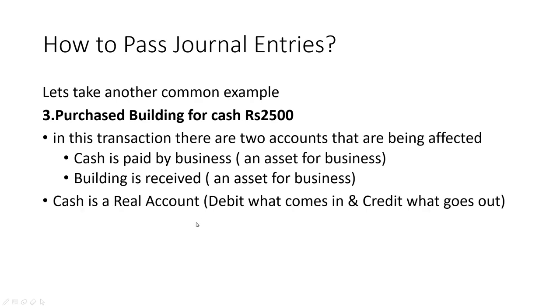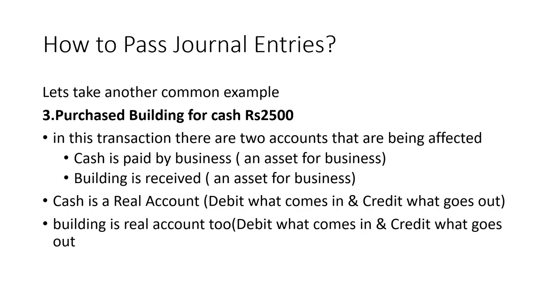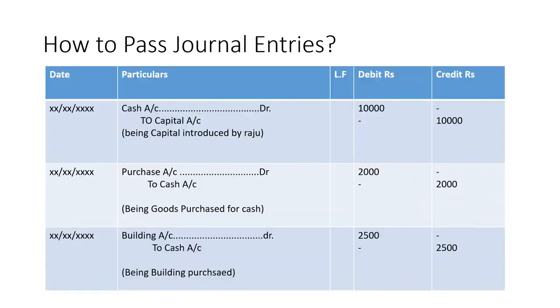Cash is a real account, debit what comes in, credit what goes out. Building is also a real account, debit what comes in, credit what goes out. So both of them are real accounts. So debit what comes in, credit what goes out. That rule you have to use here. The entry will look like this.